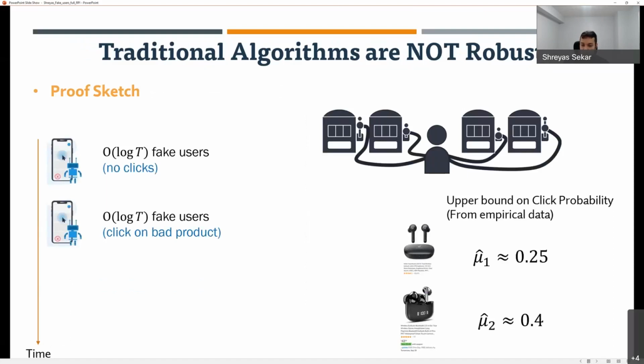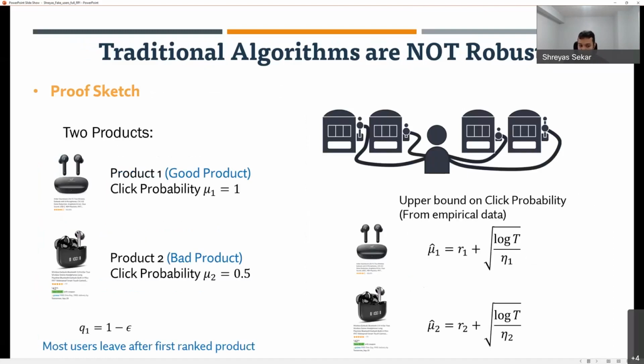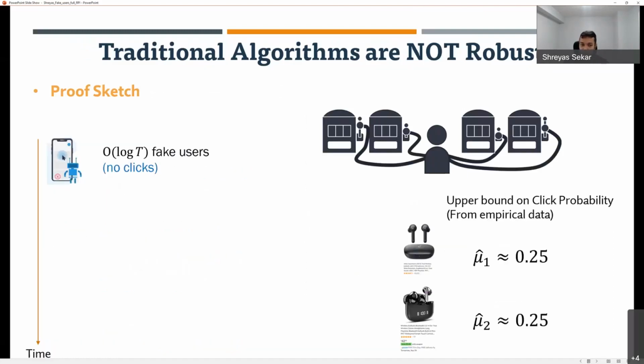Bolon is asking, do we have to know which products are good and which products are bad before coming up with this? We don't have to know that. In fact, what makes the problem hard is that I have no clue on the click probabilities of different products. All I'm doing in this problem is coming up with one example where fake users can spoof the system to come up with a ranking that's completely suboptimal.